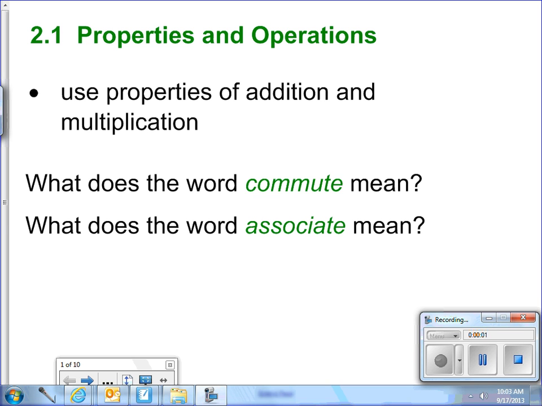Right, we're going to now move into properties and operations. You're going to use these properties of addition and multiplication to solve problems.